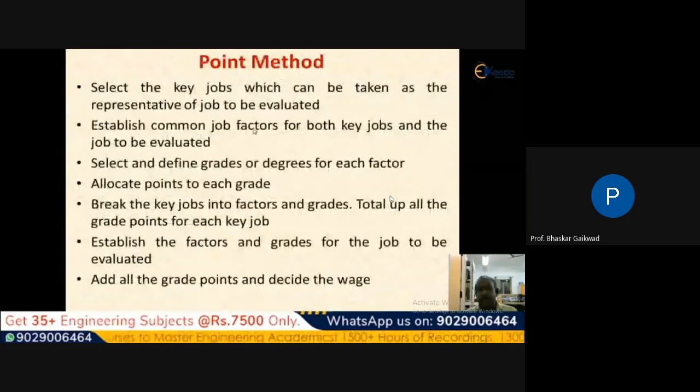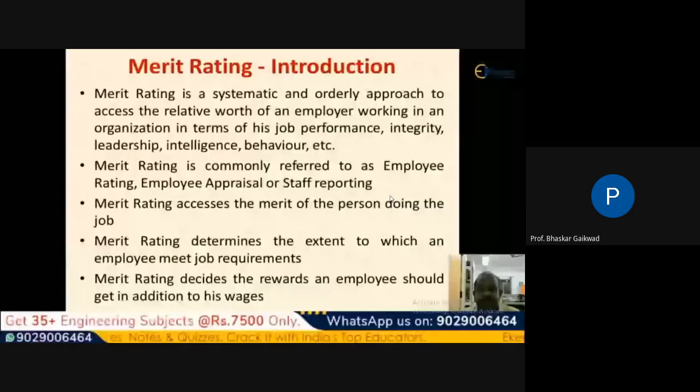So till now, what we have seen was job evaluation, what the advantages are, how it is carried out, what the procedure adopted is, and what the steps are. Now we are going for merit rating. Merit rating is a systematic and orderly approach to assess the relative worth of an employee working in an organization in terms of job performance, integrity, leadership, intelligence, behavior, etc.